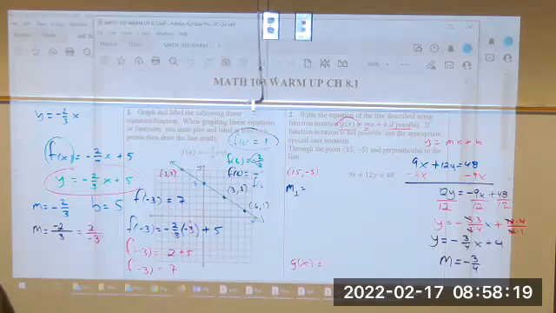Perpendicular. Slope of a perpendicular is opposite and reciprocal. You change the sign no matter what. If the one line was positive, opposite means it's negative. If this slope is negative, then perpendicular is positive. You change the sign. Reciprocal, you have to flip it.